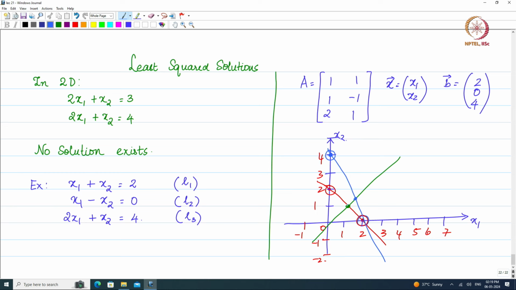For example, if you look at this, L1 and L2 intersect at this point, L3 and L2 intersect at this point, then we have L2 and L3 intersect at this point, and we have L1 and L3 intersecting at this point. Therefore, there exists no solution.